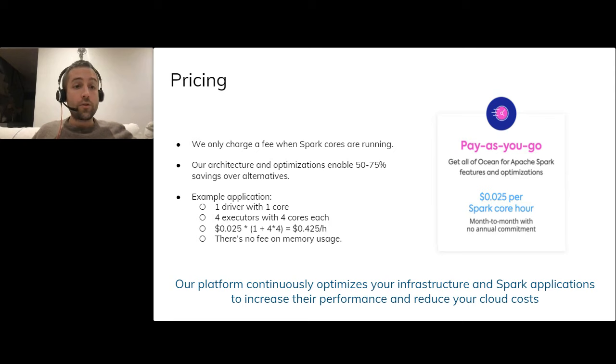Our goal is to manage your infrastructure efficiently so that we can reduce your EC2 and Amazon spend, and get the same job done using fewer EC2 machines. On average, when people compare us to their alternative, which could be Databricks, EMR, or running Spark on Kubernetes or Spark on Yarn, do-it-yourself, we enable 50 to 75% savings, looking at total cost of ownership.